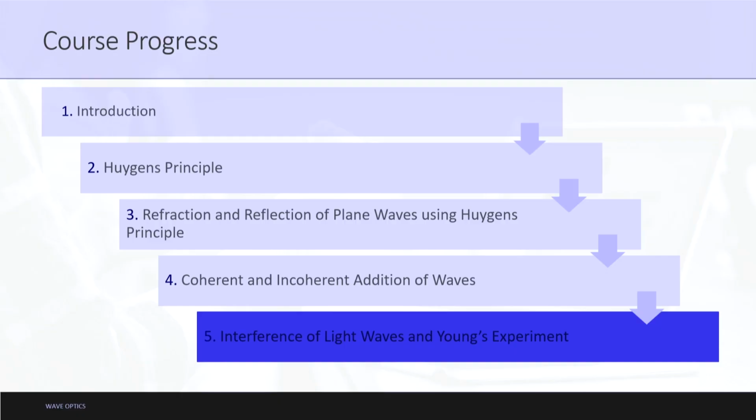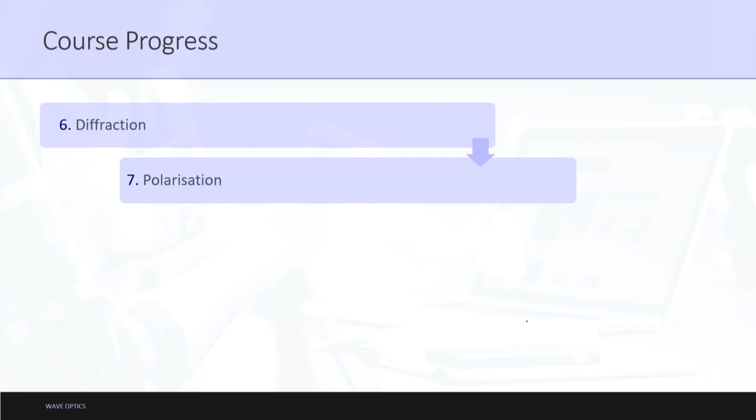So the course progress for you: we have completed the first introduction part about wave optics, then Huygens principle of wavefront. Then third is the explanation of proof of refraction and reflection laws of light using the plane waves concept. Finally was coherent and incoherent addition of waves, and today we are done with interference of light waves and the Thomas-Young experiment. A little bit more discussion is required for interference of light waves, which will be done in the subsequent slides. And finally, after the fifth point is done, we will go to two different applications of wave optics, that is diffraction and polarization, and that will be the end of wave optics.